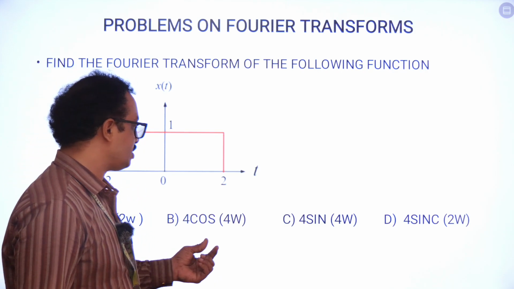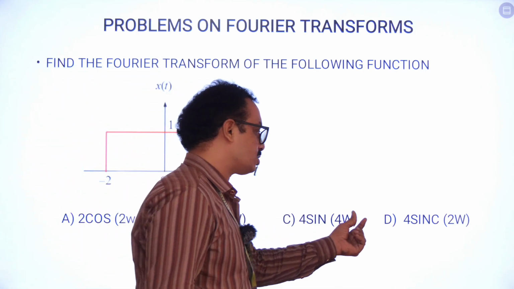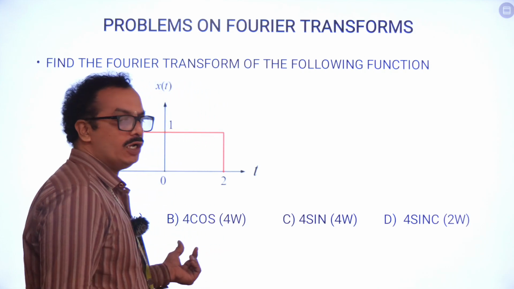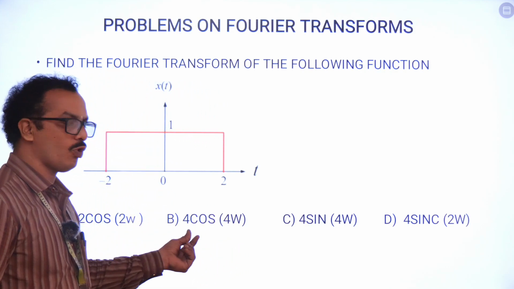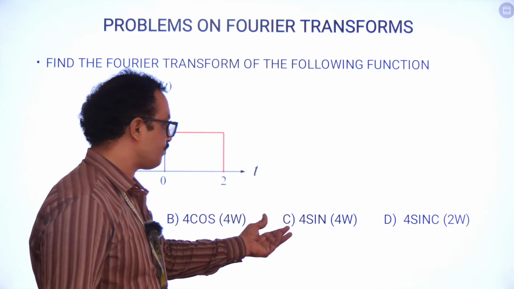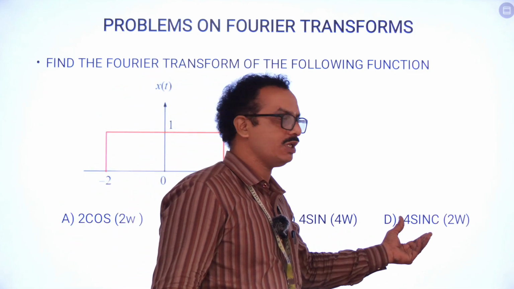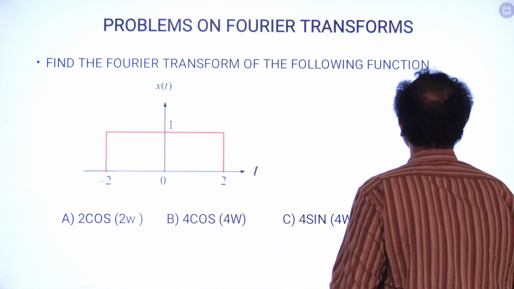So the only possibility is that we can get the answer in terms of sine or sinc. There is no possibility for cos, so the first two options won't be the answer. So we will focus on whether it is 4 sin 4 omega or 4 sin 2 omega. Let us consider this.